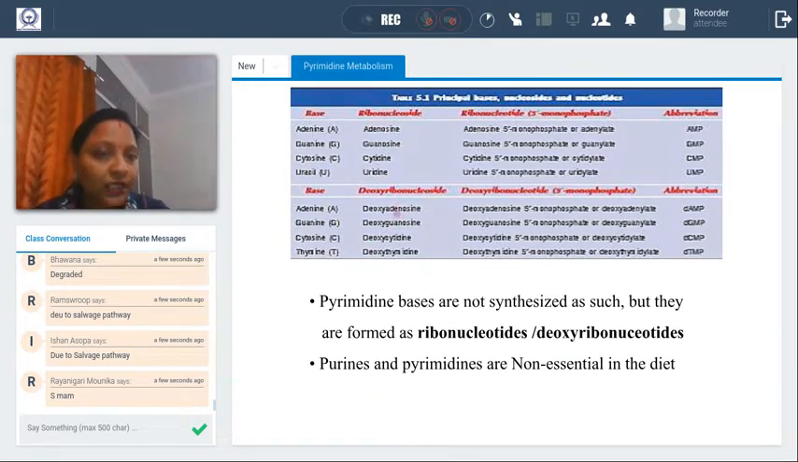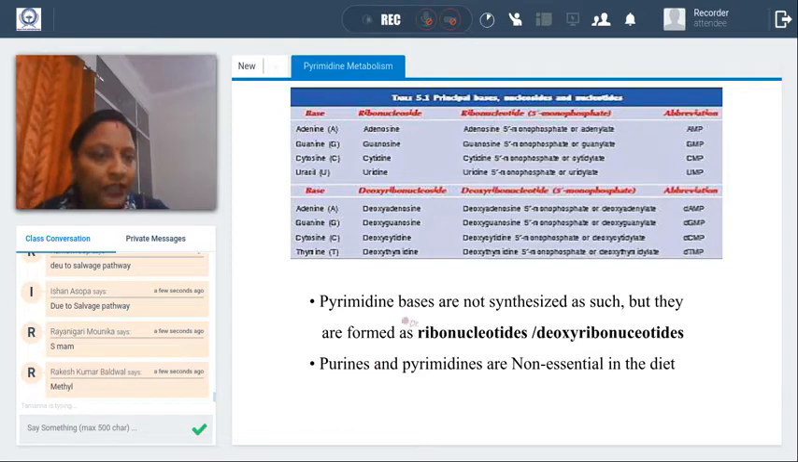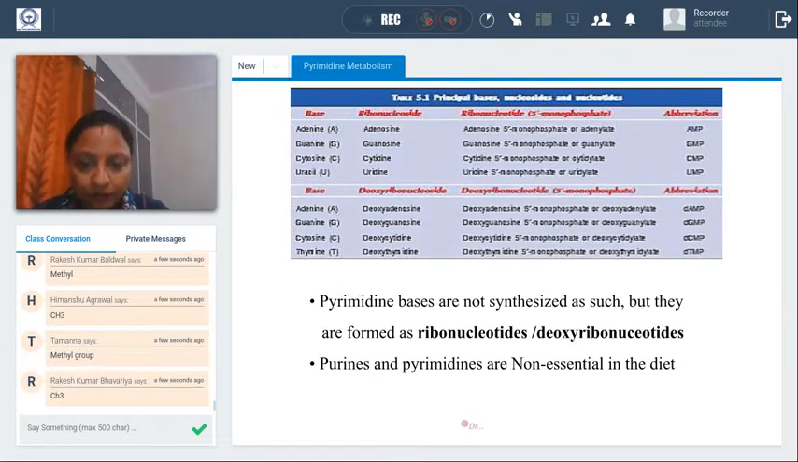What is the difference between uracil and thymine? Please write in the box what is the basic difference between uracil and thymine. Uracil is present in RNA and thymine is present in DNA.